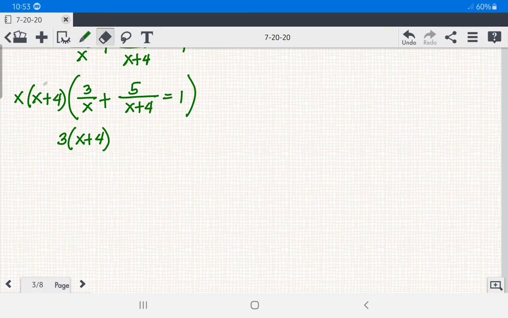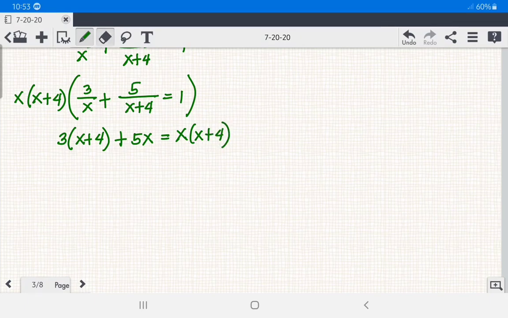Then, x times x plus 4 times 5 over x plus 4. So, we're going to cancel x plus 4. We have only x and then 5. So, we have plus 5 times x, or we have 5x. Then equals to, next, x times x plus 4 times 1. So, that is equal to x times x plus 4.